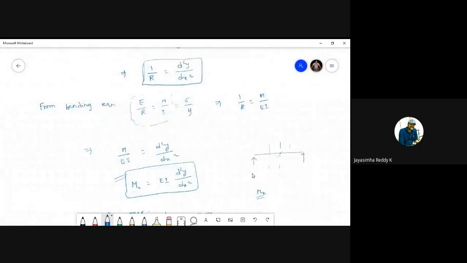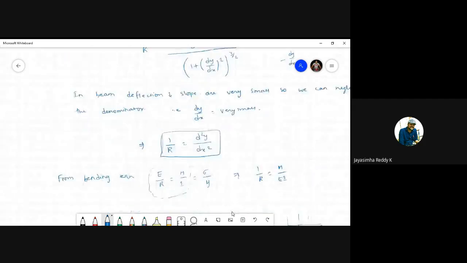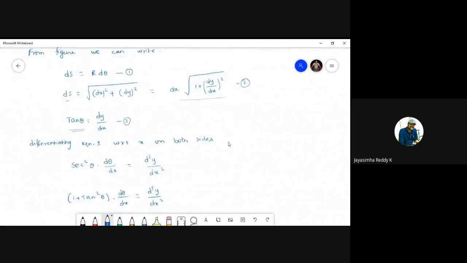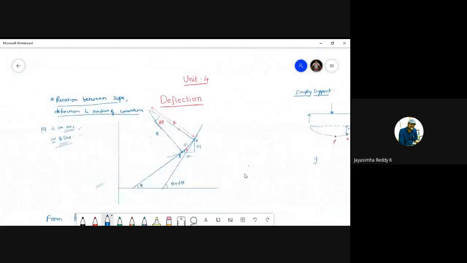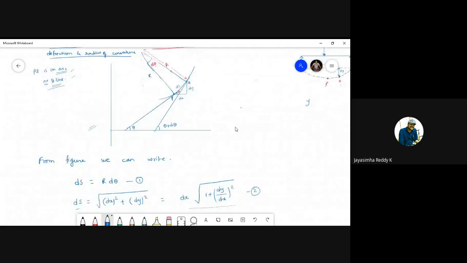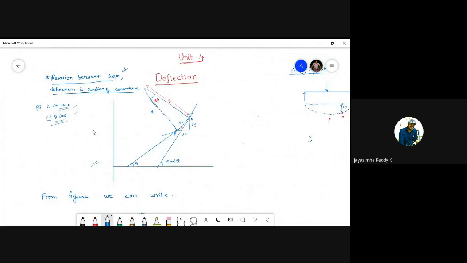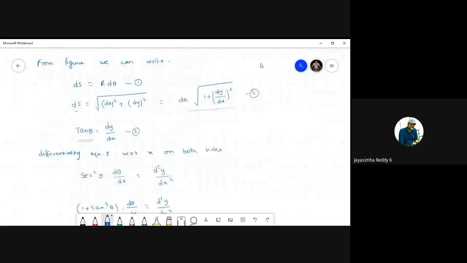Is it clear, guys? You have to remember this equation: Mx is equal to EI into d square y by dx square, and also 1 by R is equal to d square y by dx square. So I have just made use of trigonometry, algebra, and calculus here. Basics of geometry, trigonometry, and calculus. Based on those, I have derived a relation between slope, which is dy by dx, deflection y, and radius of curvature R. The only thing is we have to draw this. If we can draw this correctly, we can easily solve the derivation.